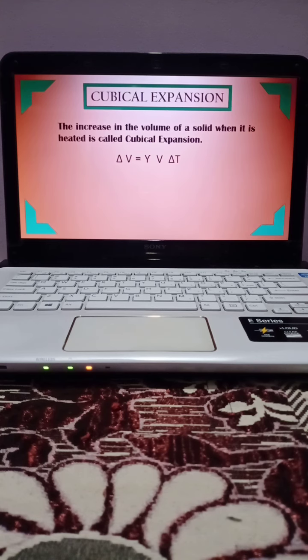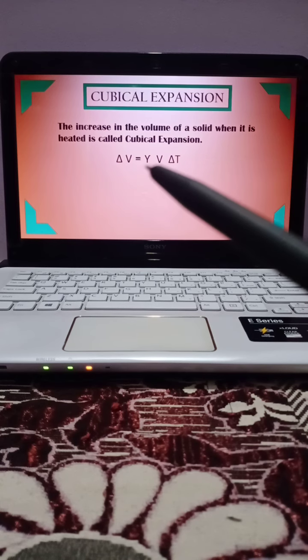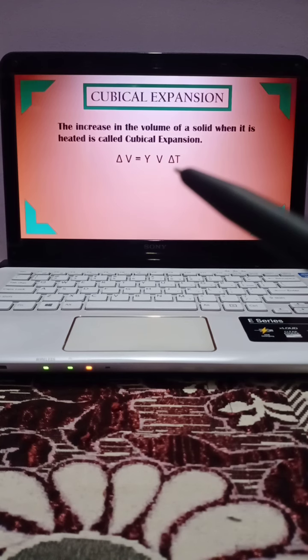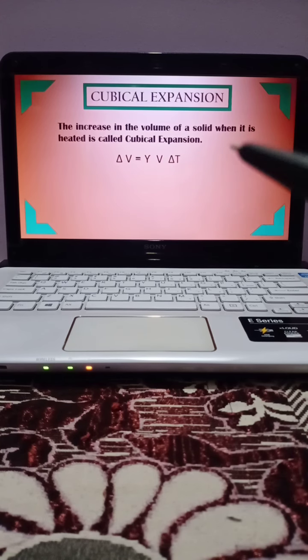Then next we are going to see what cubical expansion is. The increase in the volume of a solid when it is heated is called cubical expansion. This means that when heat energy is supplied to any solid material and its volume increases, it is called cubical expansion, and it is represented by delta V equals gamma V delta T. Here gamma represents the coefficient of cubical expansion, capital V represents the original volume of that solid material, and delta T represents the change in temperature.